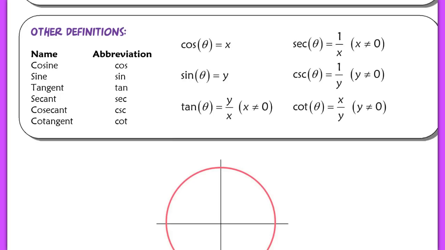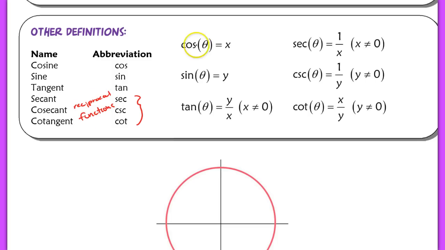Now we also have other definitions for trig functions. We just talked about cosine and sine, so this is how they're actually written out and abbreviated like so, cosine, sine. But we also have the tangent function, which is just the ratio of the sine over cosine. And we have these things called reciprocal functions. The secant, cosecant, and cotangent are called reciprocal functions.